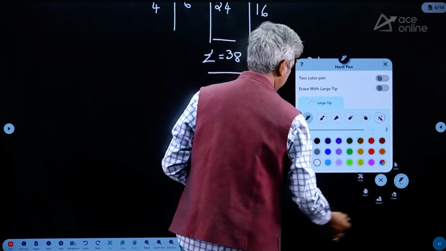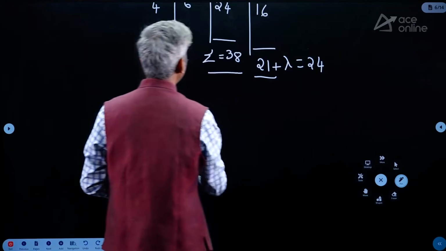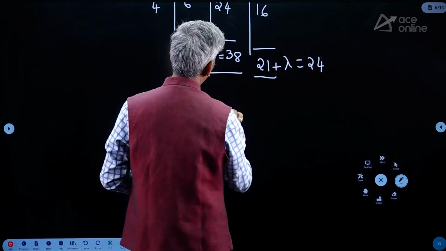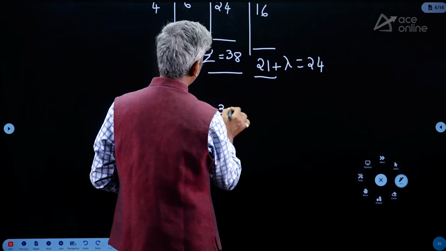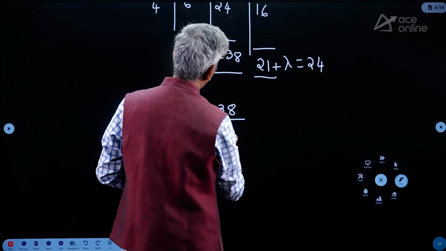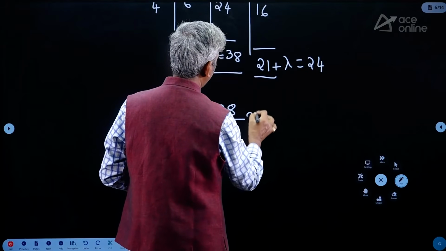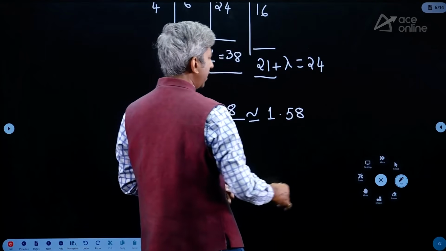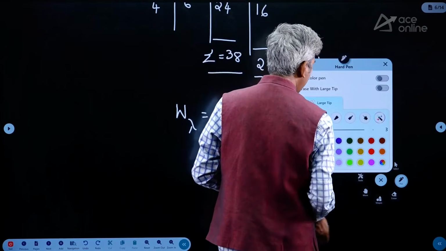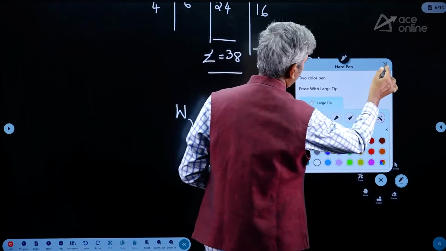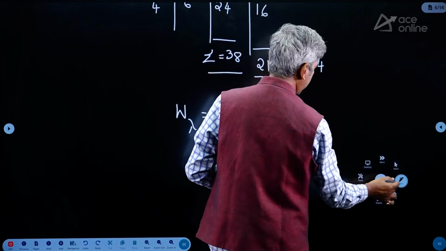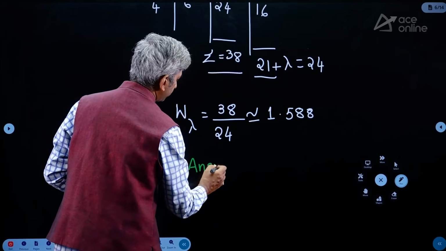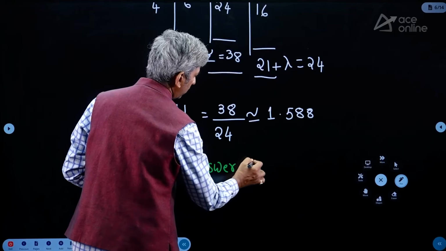Therefore, for this specific data set, W lambda is equal to numerator 38 and denominator 24. So this value is approximated to 1.588, and rounding it off to 2 decimal places, it would be 1.59. So this is 1.588, such that the correct answer is 1.59.